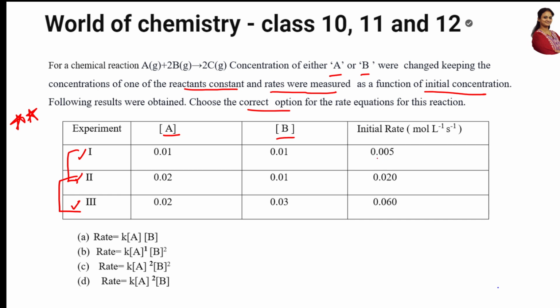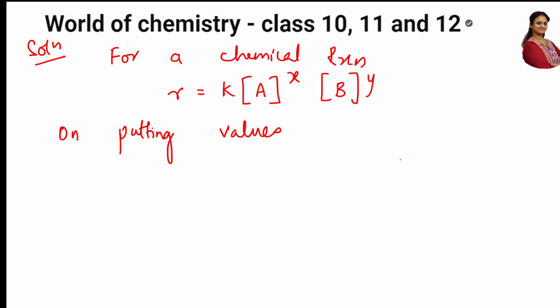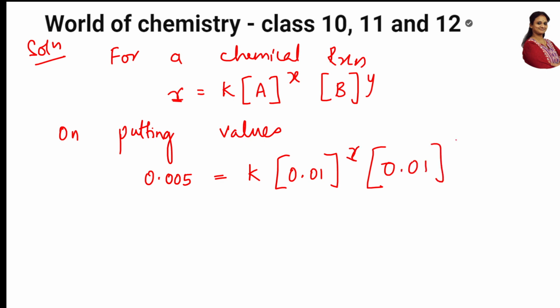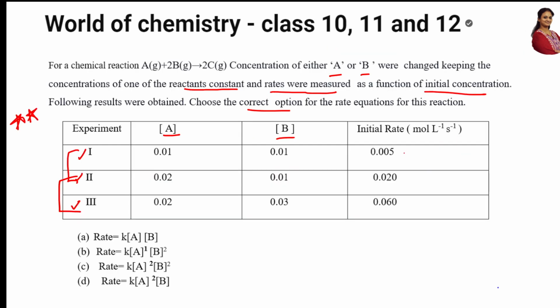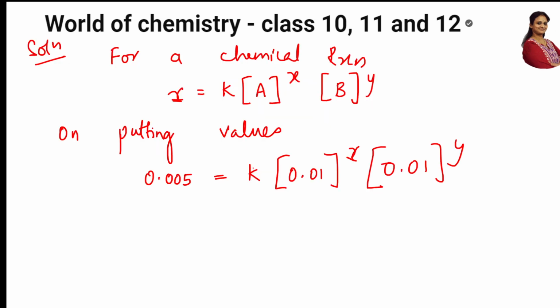How much was the initial rate? 0.005. So note that, instead of rate, I'm writing 0.005. How much was A? K into 0.01 to the power x and 0.01 to the power y, correct? See here, go back. This is experiment number 1.